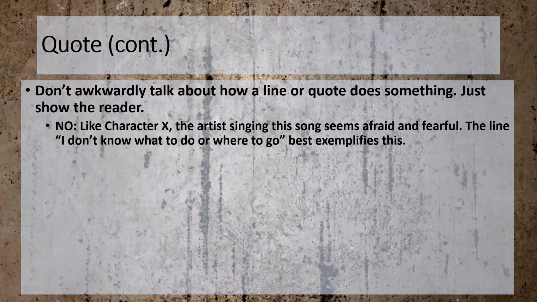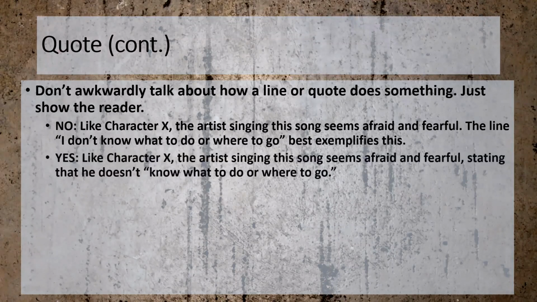That's like, it functions similarly to the book on the desk is very heavy, right? The book on the desk, the phrase on the desk is describing adverbially the book, right? The line, I don't know what to do or where to go, best exemplifies this. So you're turning this line into an object. It's just awkward. You don't want to quote in the middle, serving as the subject of the sentence.